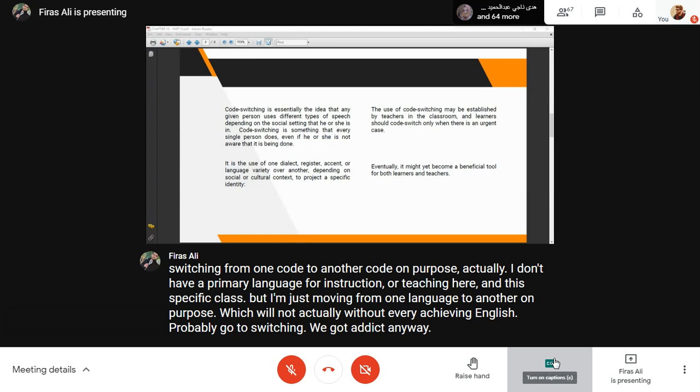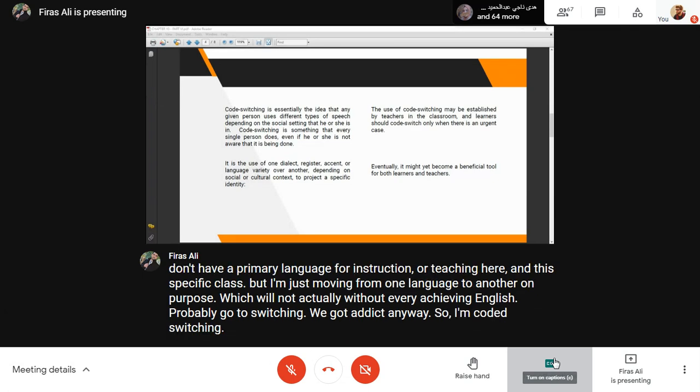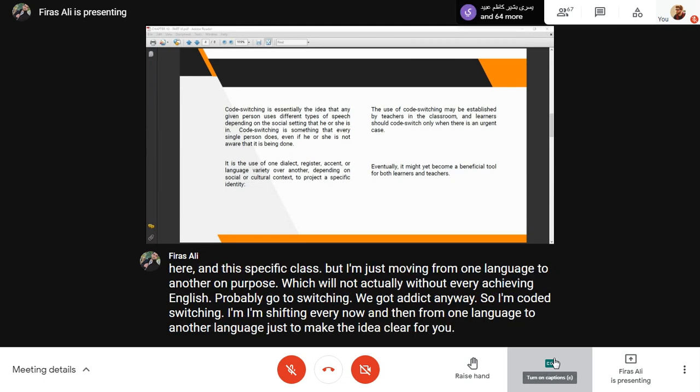So I'm code switching. I'm shifting every now and then from one language to another language just to make the idea clear for you. So this is called code switching.